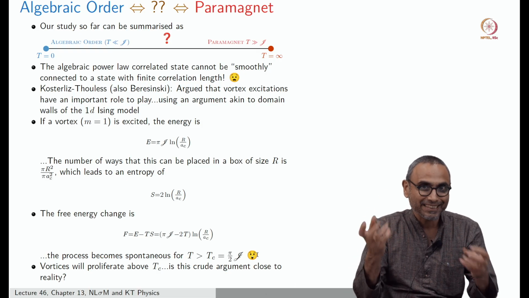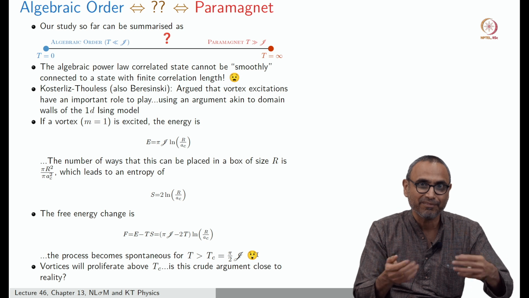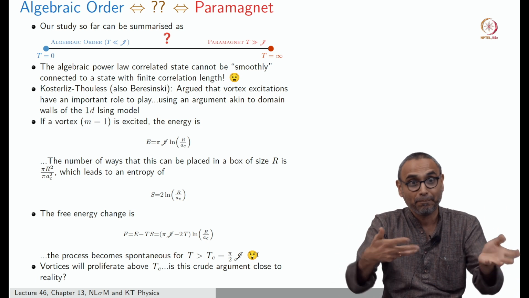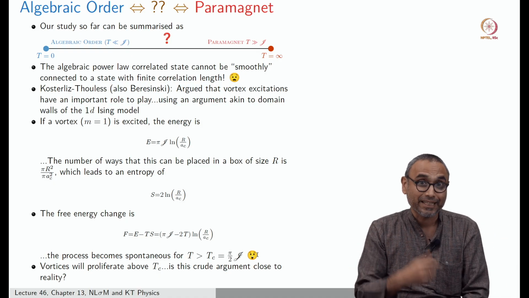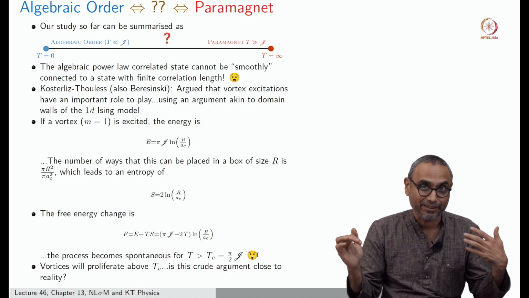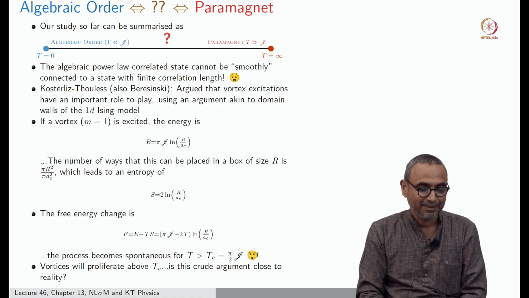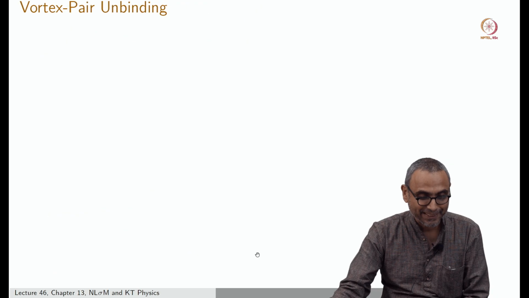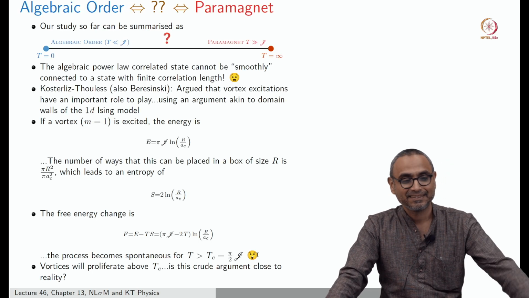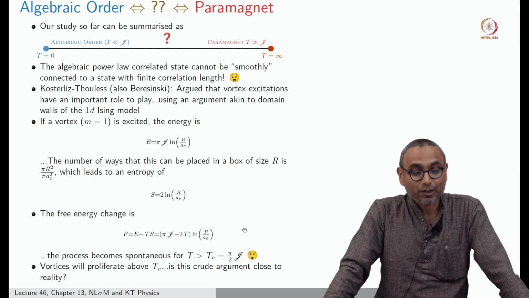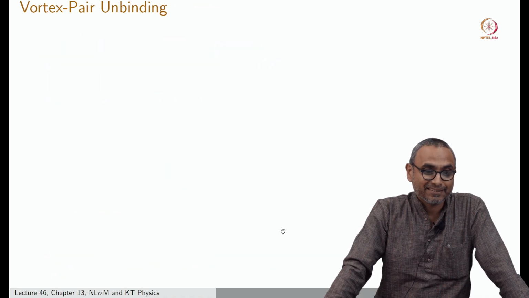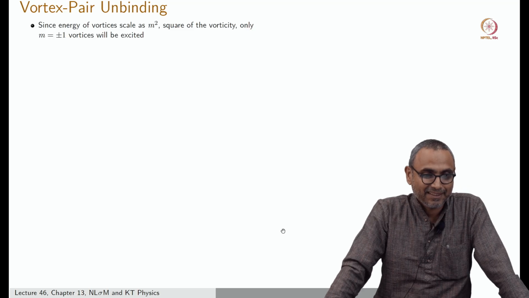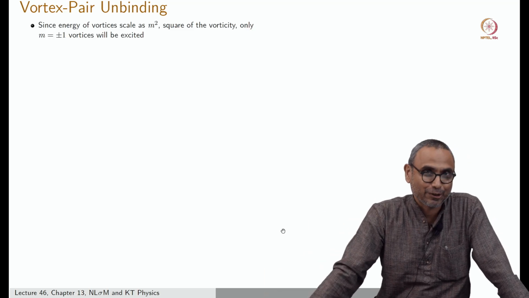And once vortices start to proliferate, then of course this spin wave and all that stuff is completely destroyed, in the sense that there are much bigger excitations. So it can actually destroy this algebraic order. The question is, is this crude picture correct? And so what Kosterlitz and Thouless did is, believe it or not, they used the renormalization group to answer this question. So how did they use the renormalization group to answer this question?